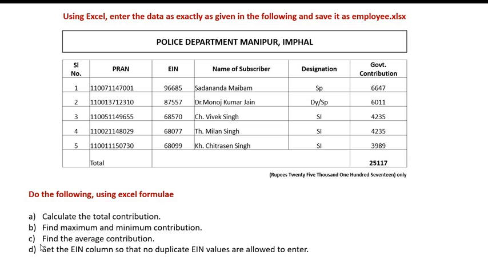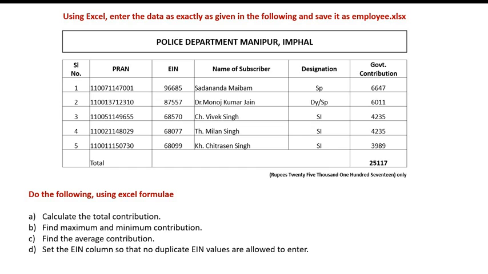And the last one is set the EIN column so that no duplicate EIN values are allowed to enter. The EIN column is right here. EIN stands for Employee Identification Number. It's something like employee ID, roll number. So we are going to set this column in such a way that no duplicate values can be entered. Suppose if I enter 10 twice, then it should not accept. It should show some kind of error, or it should warn you with some dialog box.